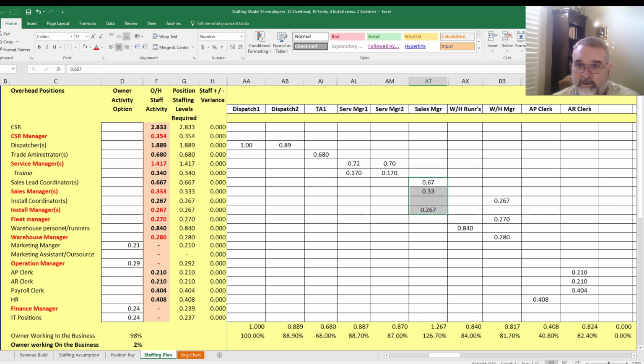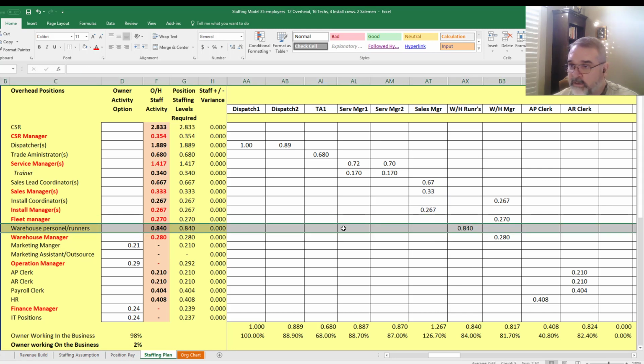Now the runner, I've got some warehouse runners in here, so I basically have a full-time runner now. I've got a warehouse manager who is 81%. Could I give that warehouse manager this? Probably not. Probably not the right skill set.